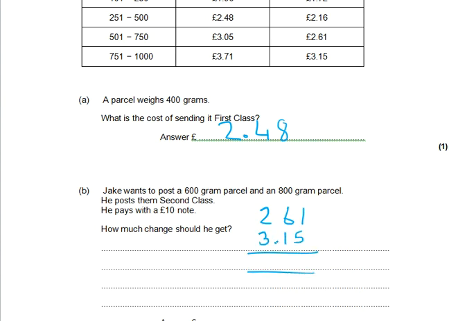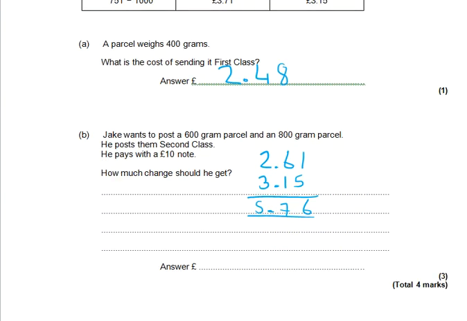And we'll end up getting a total. What we're going to end up paying. So 6.76. And we're going to take that away because you're paying with a £10 note, so we need the change.